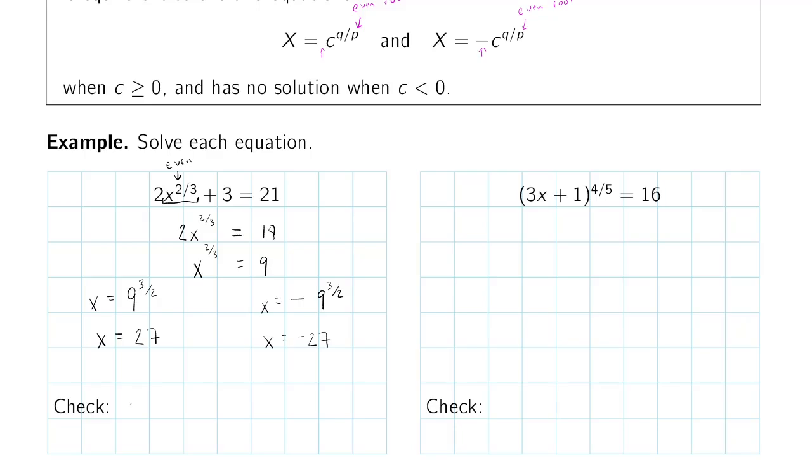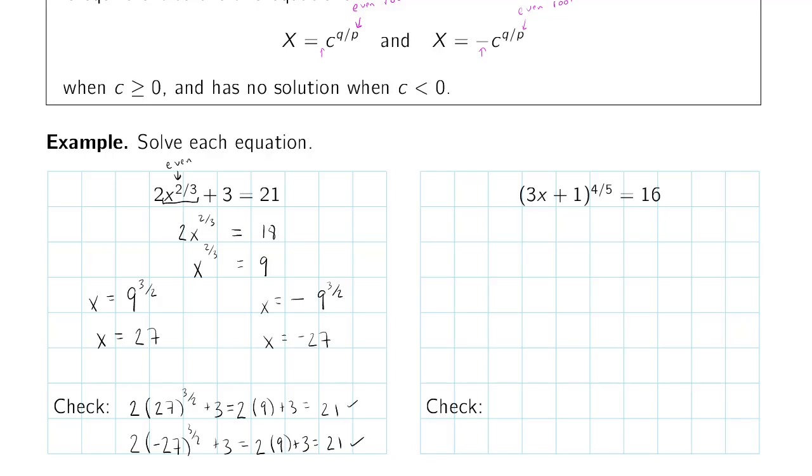To check that this actually works, if I take 2 times 27 to the 3/2 plus 3, that's 2 times 9 plus 3, which really is 21. If I take 2 times negative 27 to the 3/2 plus 3, well, negative 27 to the 3/2 also gives me 9. So 2 times 9 plus 3 still gives me 21.